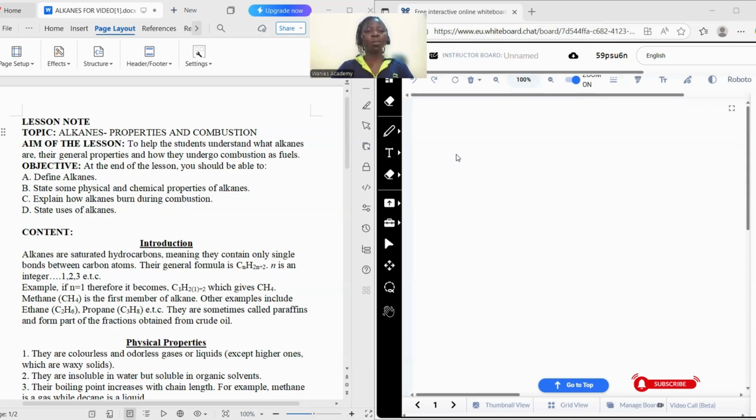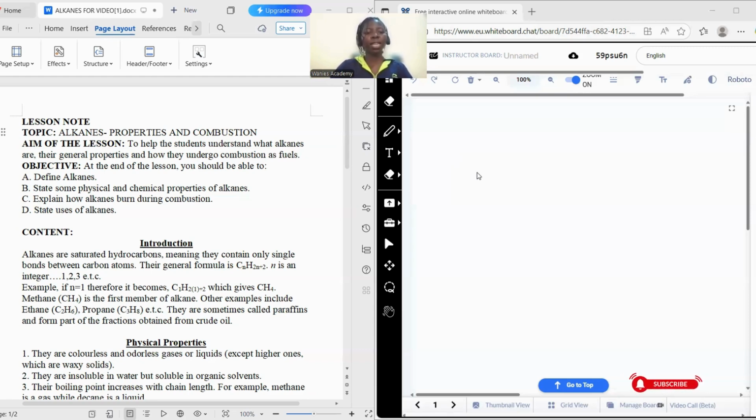The aim is to help the students understand what alkanes are, their general properties, and how they undergo combustion as fuel. At the end of the lesson, you should be able to define alkanes, state some physical and chemical properties of alkanes, explain how alkanes burn during combustion, and also state the uses of alkanes. Now let's dive into the lesson.